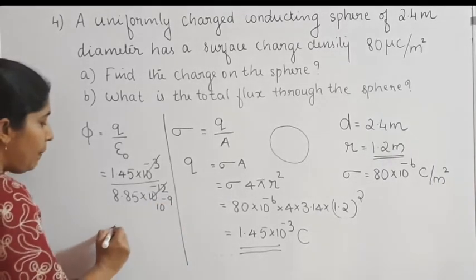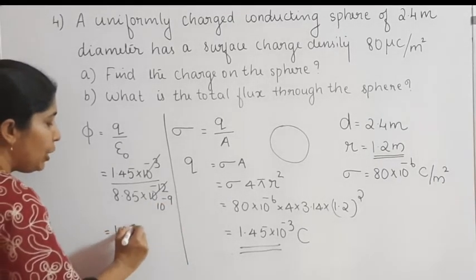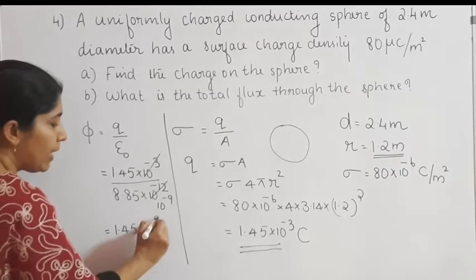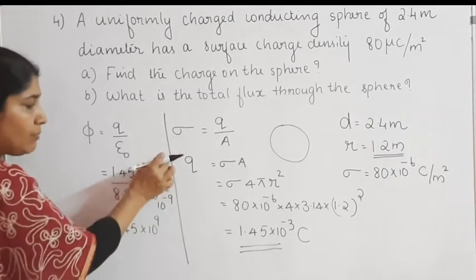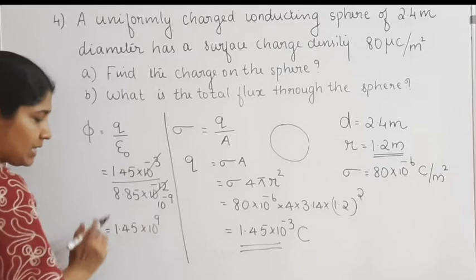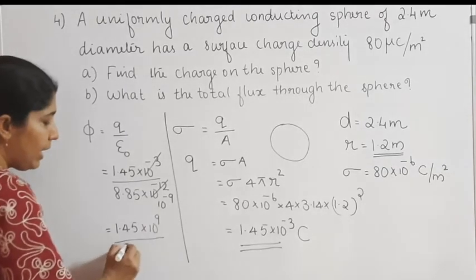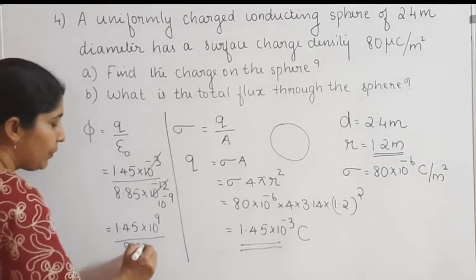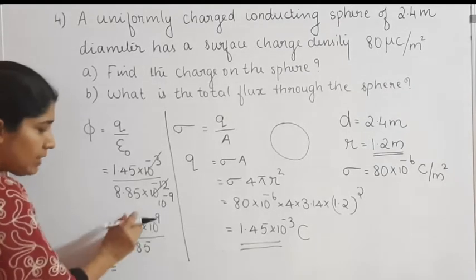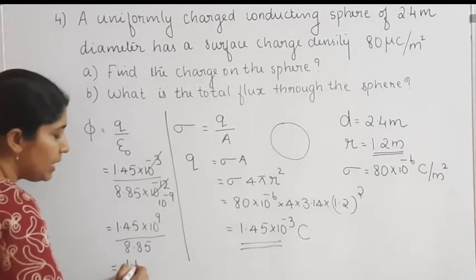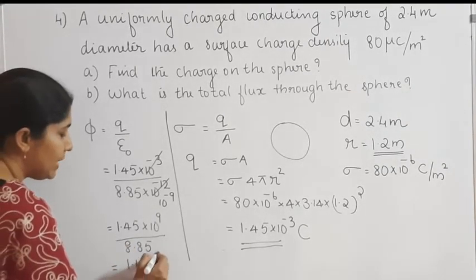Now 1.45 into 10 raised to 9. When 10 raised to minus 9 comes to the top, it becomes 10 raised to plus 9 divided by 8.85. On solving this, we get the answer as 1.6 into 10 raised to 8.